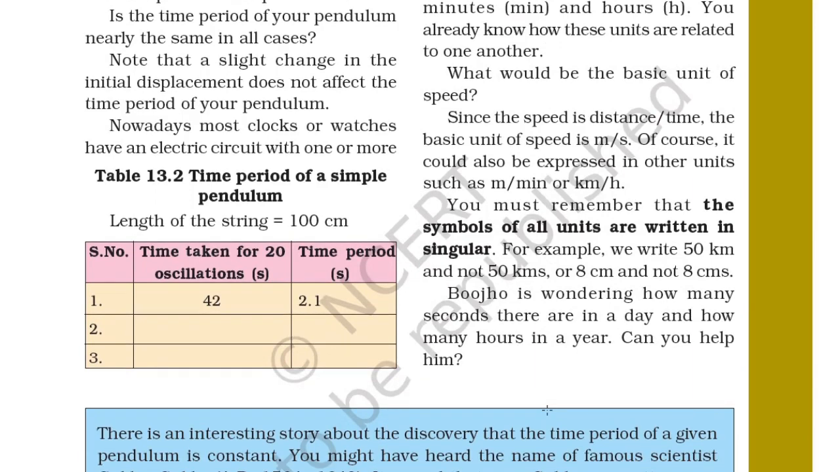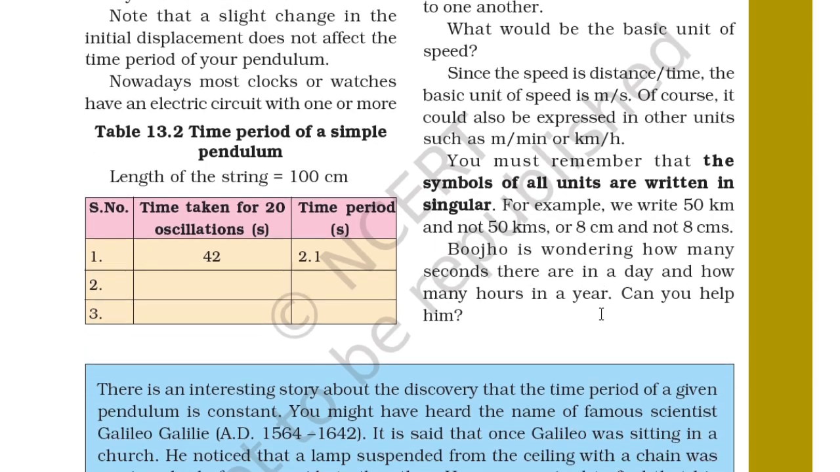You must remember that the symbols of all units are written in singular. For example, we write 50 kilometer and not 50 kilometers, or 8 centimeter, not 8 centimeters. Bojo is wondering how many seconds there are in a day and how many hours in a year. Can you help him?